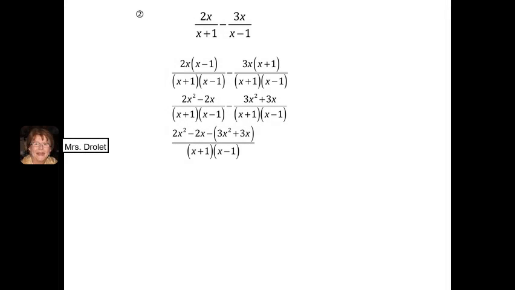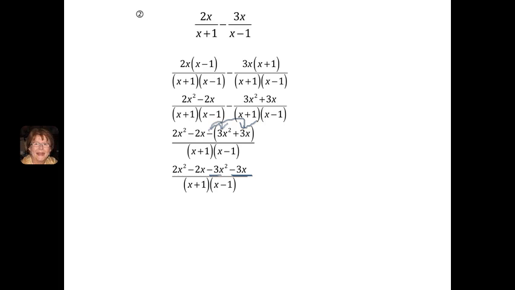Notice how I kept the lowest common denominator. That doesn't change. Then I rewrote what I see in the numerator. 2x squared minus 2x minus. And I've got to remind myself that I'm subtracting both terms. Brackets will help me remember that. Then, what do I do after that? I've got to distribute that negative to both terms inside the bracket. So that will be minus 3x squared minus 3x.